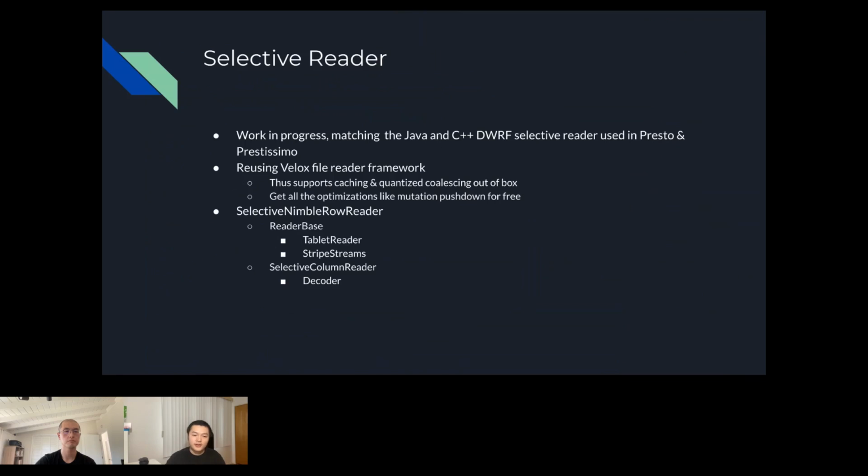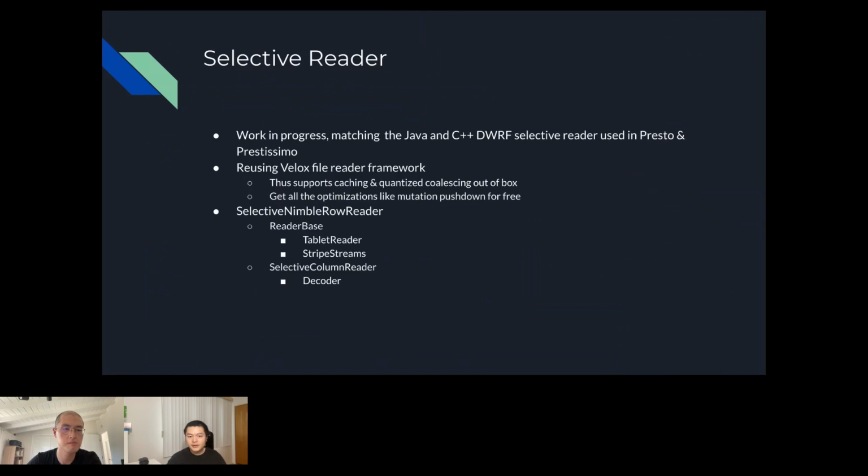For example, on the IO side, we can get the cache and coalescing, more efficient IO, for free, so that these IOs are optimized when connected to aggregated storage. There are also these format-agnostic optimizations, like mutation and things like that. We also get them for free. The structure of the selective row reader is a little bit more complex than the bulk reader, because in addition to the metadata, we also need this layer of scheduling IOs and caching, so that the IO layer can be optimized.